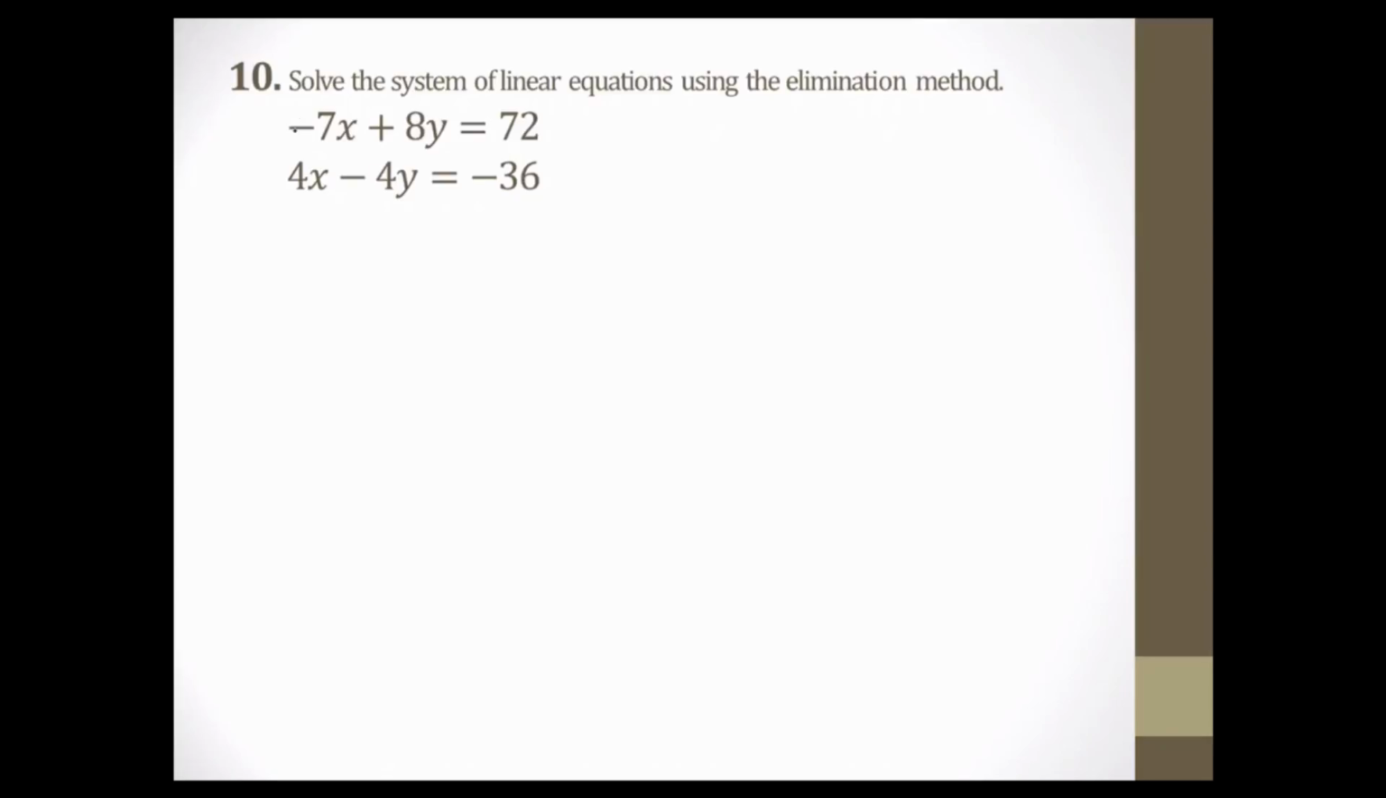I already have the opposite signs. So if I multiply the first equation by 4, that will give me -28 for my coefficient for the x. And if I multiply the second equation by 7, that will give me +28 for my x. Then if I add the equations up, the x's will be eliminated. I'm going to write my new equations to the right. So 4 times -7x is -28x. 4 times 8y is +32y. And then 4 times 72 is going to give me 288.